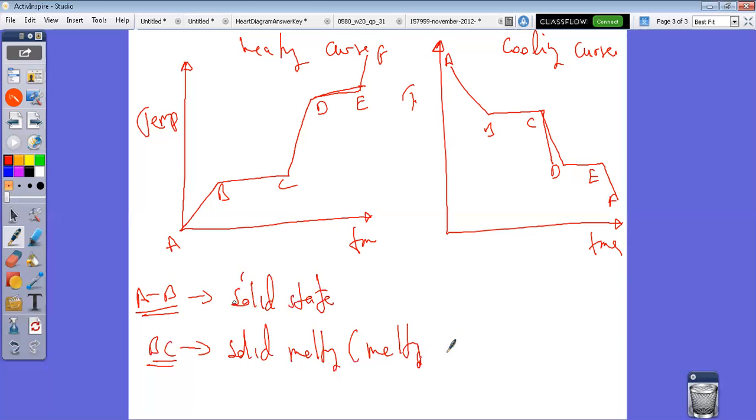Why is the temperature constant? Who knows that? Melting point. Why is the temperature constant on BC? Why is the temperature not rising? We were heating a solid, then all of a sudden when it reaches the melting point, the temperature is constant for a short time. Why is the temperature constant? Who remembers? Chiesa? What's the reason? Mufaro, what do you think?